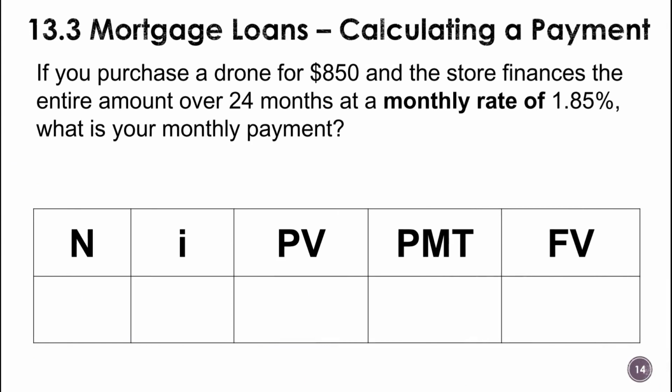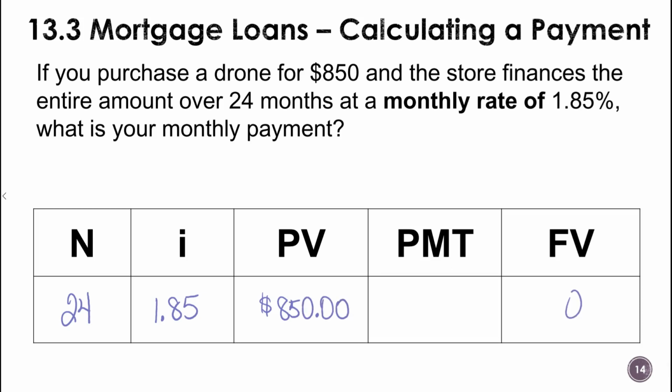Now this is kind of a special kind of problem, and you need to pay attention to this because you're going to see it again as you work through problems on the quizzes. If you purchase a drone for $850 and the store finances the entire amount over 24 months at a monthly rate of 1.85%, what is your monthly payment? What happens here is we don't have to do the multiplication or the division, okay? So we already know the number of periods is 24. We already know the periodic rate, right? How much we're paying per month is 1.85%, right? We're borrowing $850.